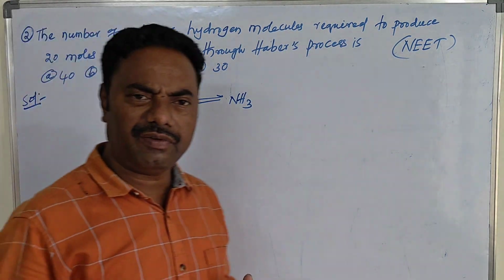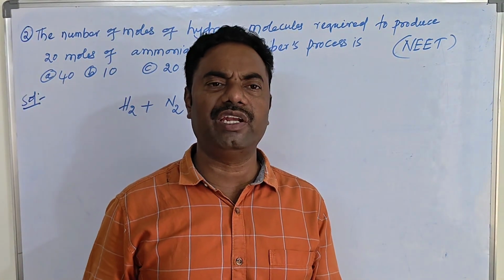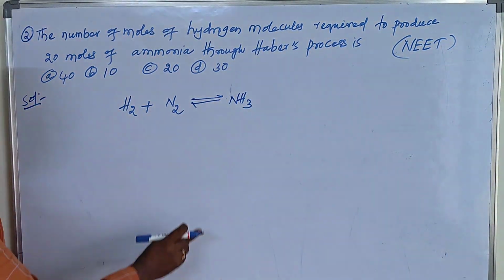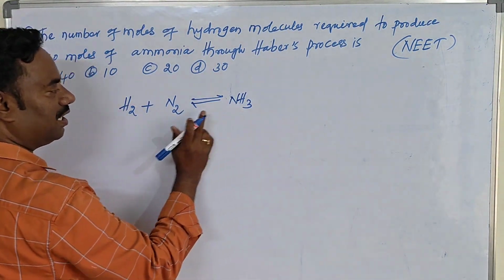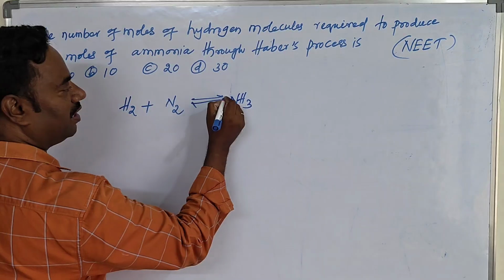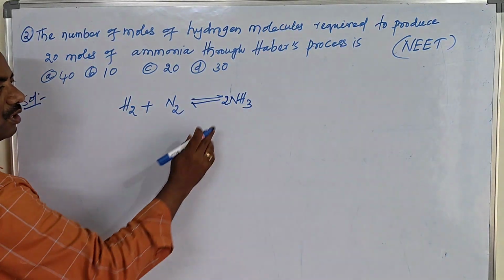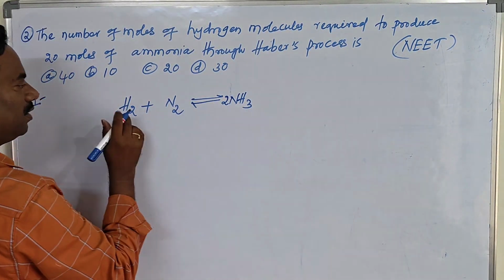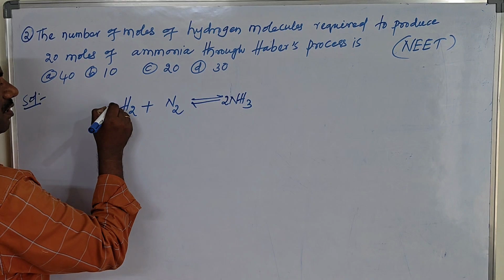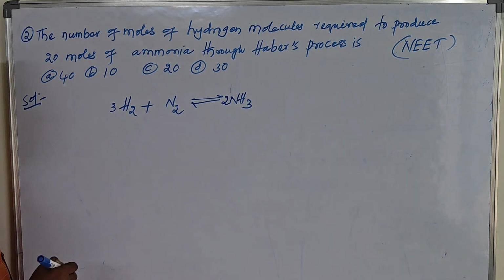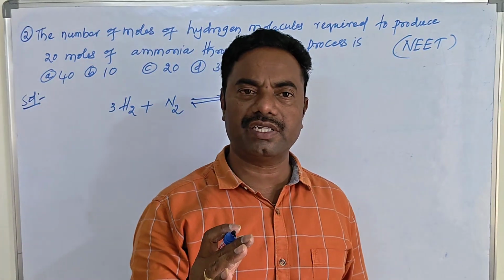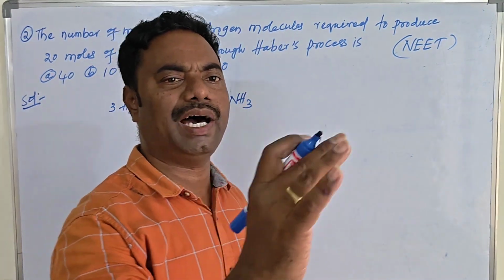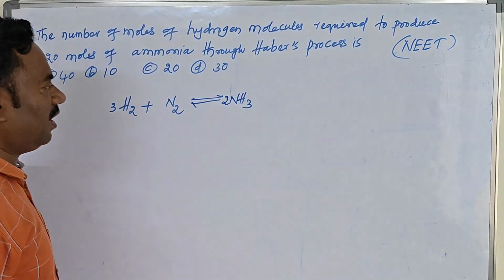For each and every equation, compulsorily we need to balance the chemical equation. Here 1 nitrogen is there, and on the other side 2 nitrogens are there, so we need to take 2. 2 into 3 hydrogens; here only 2 hydrogens are there, so take 3. 3 into 2, 6 hydrogens. This is the balanced equation. Write the chemical equation and balance it. That is most important.